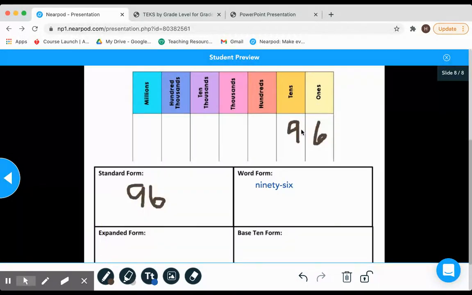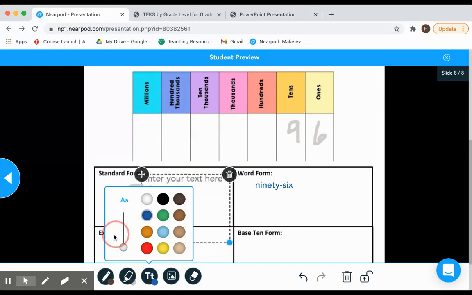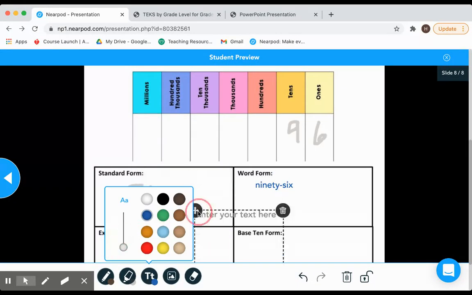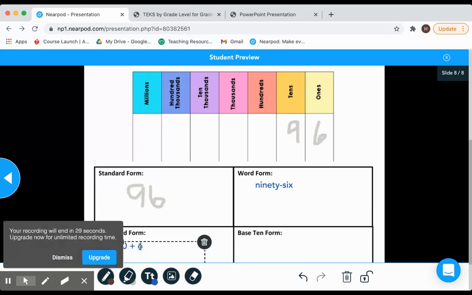Expanded form, the value of each of our digits added up. I'm going to do a text box this time to make it a little bit quicker. So 90, right? We know that the value of that 9 is 90. We know the value of that 6 is 6. And if we were to add those up, it would be 96.